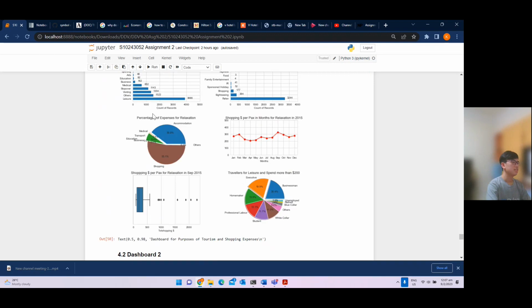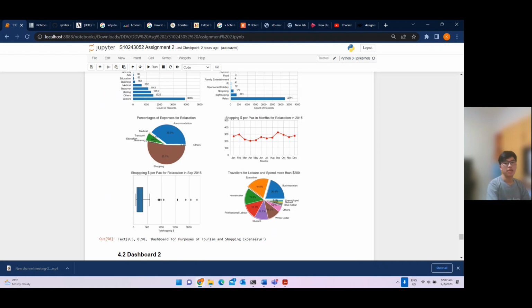Based on that, for the percentages of expenses for relaxation, shopping had the highest percentage. And for shopping dollars per pax across the months for relaxation, I realized September had the highest peak. From here, the findings are that most people are spending $200 on average, the median value being $200, and those travelers for leisure spending more than $200 are businessmen and executives.